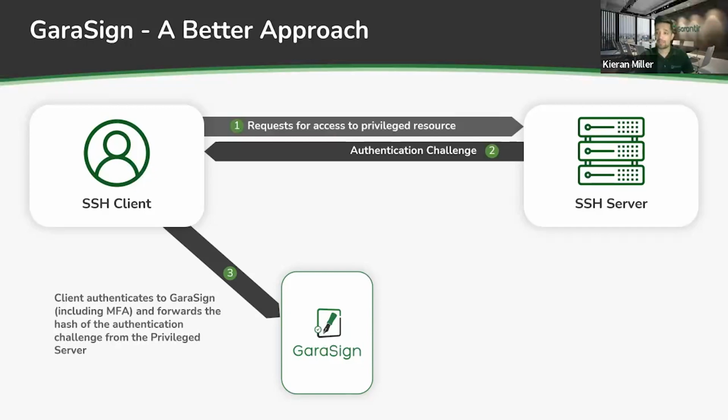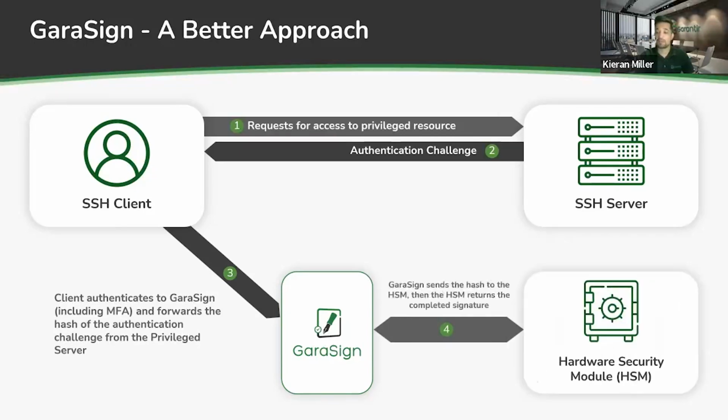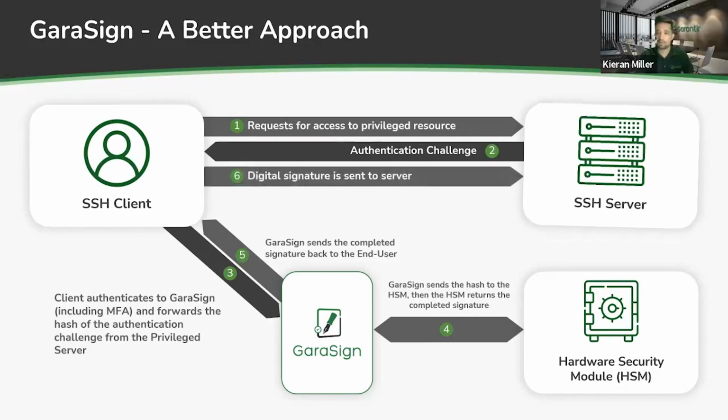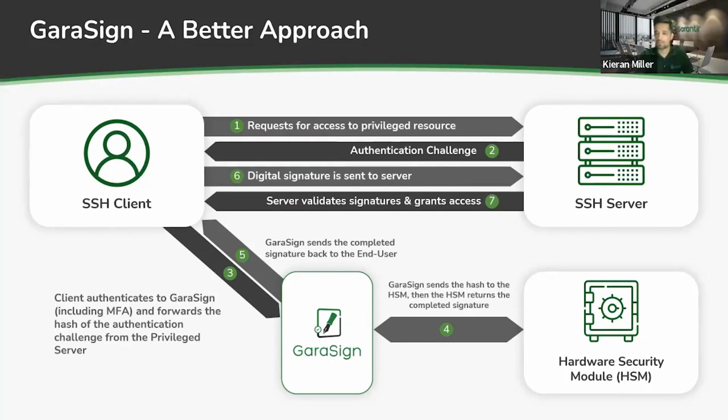And then if those all pass, GaraSign will offload the signing to a hardware security module where the key for authentication actually resides. So the key is in a non-exportable state in the HSM. That signature result will then be forwarded back to the client, which then gets forwarded to the server. And then once that's validated, the process completes and the session is generated. So 1, 2, 6, and 7 are a normal SSH challenge response handshake. 3, 4, and 5 are what's unique here.